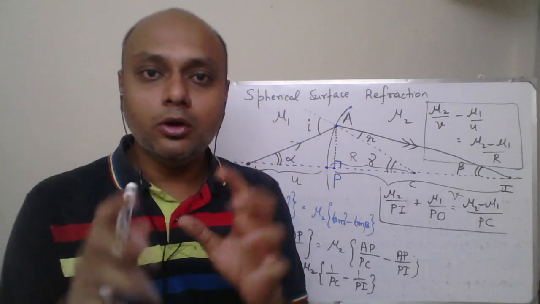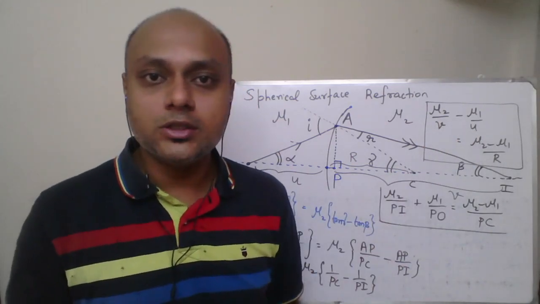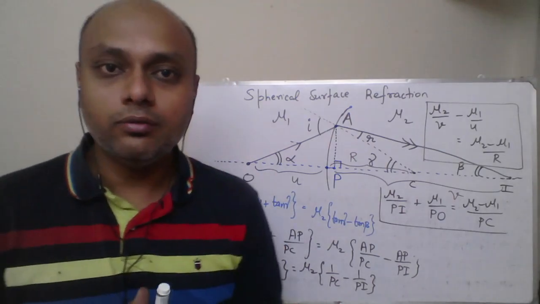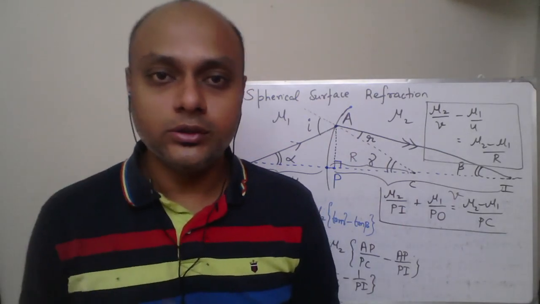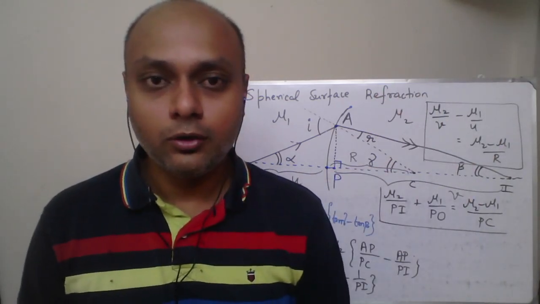Okay, and then use that particular formula with proper sign convention. When you are substituting the values of U, V and R in the expression, you have to substitute that with the proper sign convention. But anyway, this was just the derivation part, so you can make note of it.